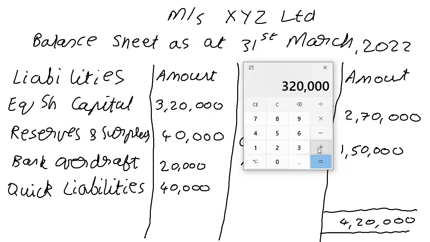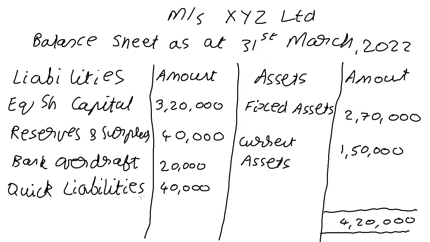3,20,000 plus 40,000 plus 20,000 plus 40,000. That gives 4,20,000 on both the sides. Your solution set has it in the vertical form. It doesn't really matter vertical or horizontal unless they specifically ask you to do it using schedule 3 or on the basis of vertical. This again has been a very long sum. Ratio analysis is very tedious.